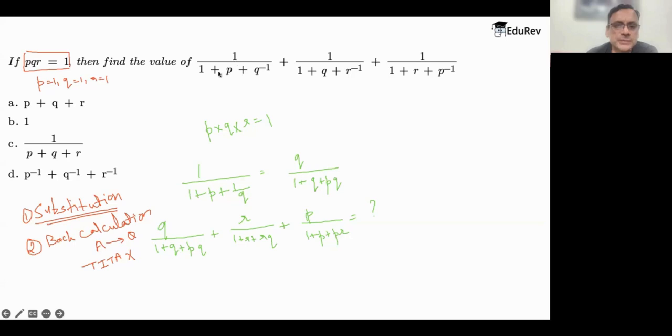Then what happens? The first one becomes 1 upon 1 plus 1 plus 1. Q inverse is also 1 upon 1. So basically 1 by 3. In fact, all your terms will become 1 by 3. You will get 1 by 3 plus 1 by 3 plus 1 by 3, which is 3 by 3, which is 1. Hence, the answer is second choice.